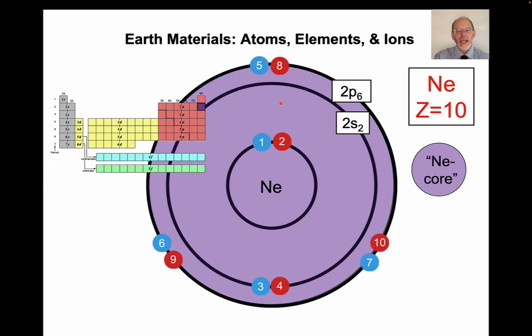When we get to 10, neon, both the 1 and the 2 shells are filled. And so neon, like helium, is very unreactive. And we can refer to this as a neon core. All the larger atoms with more electrons and protons will have this neon core, and all of the other electrons are added on top of that.